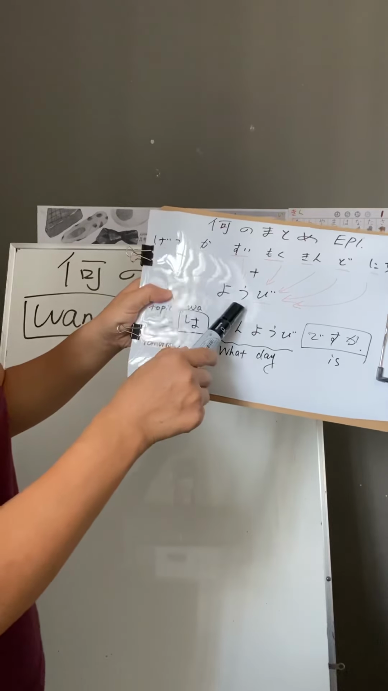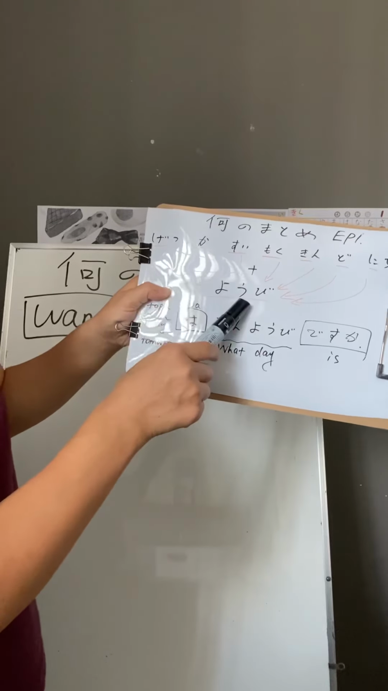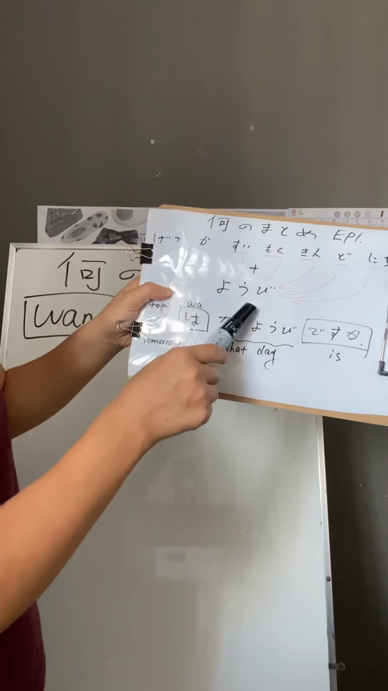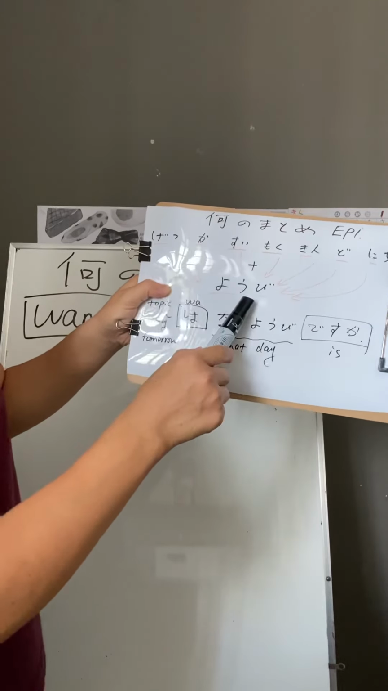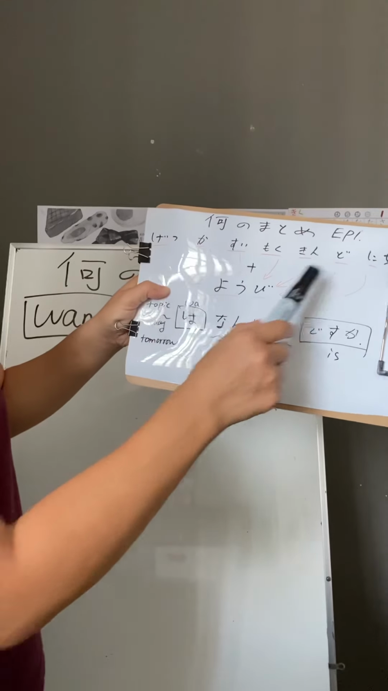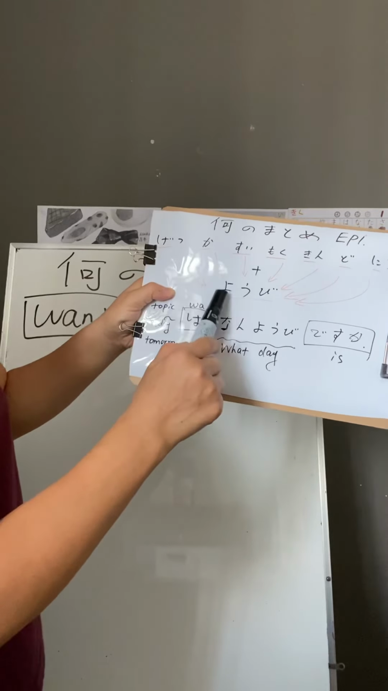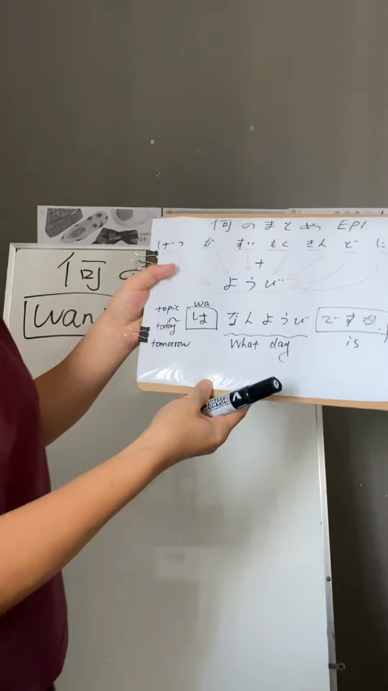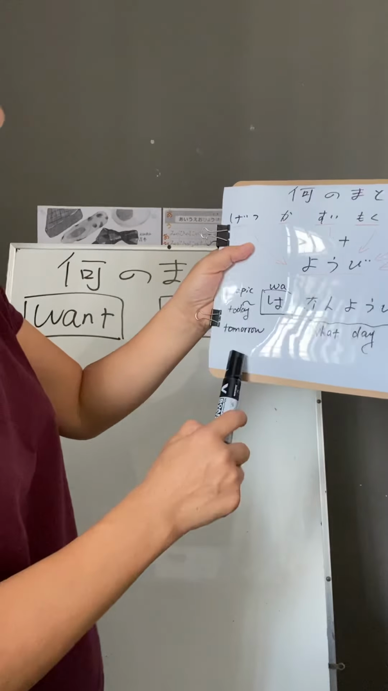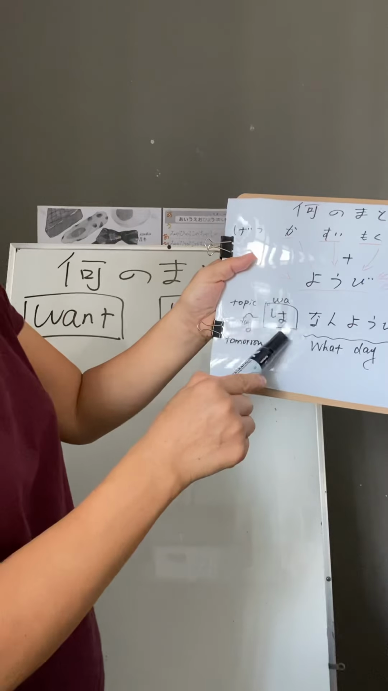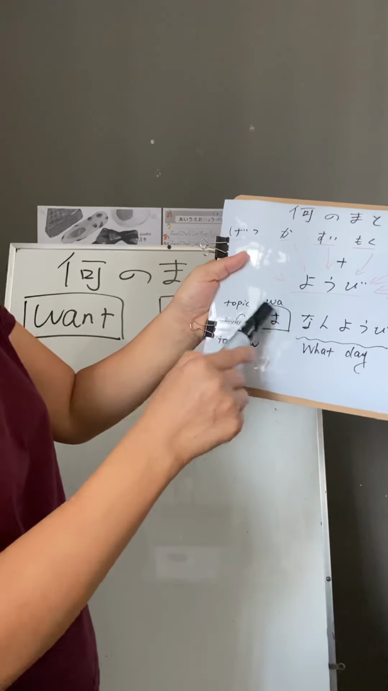月曜日 Monday, 火曜日 Tuesday, 水曜日, 木曜日, 金曜日, 土曜日, 日曜日. Yeah, 7 days of the week. So if you would like to talk about, for example, what day is it today or tomorrow, you can use the topic marker wa to bring out the topic.